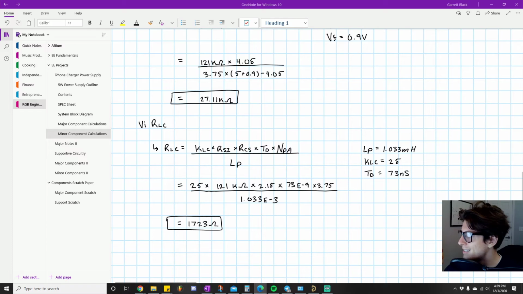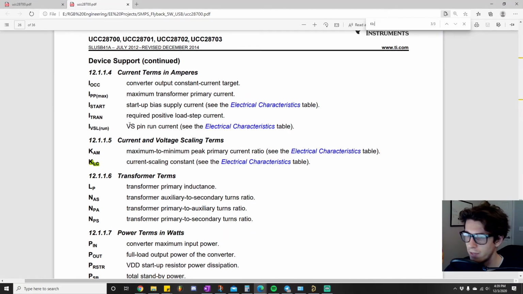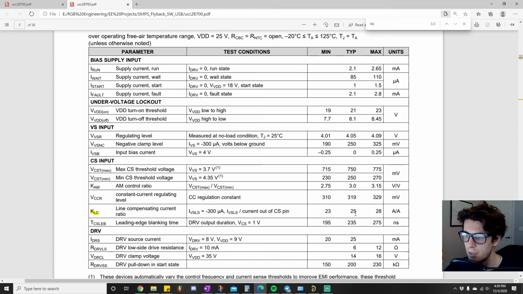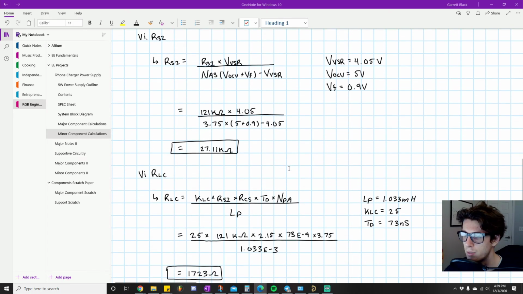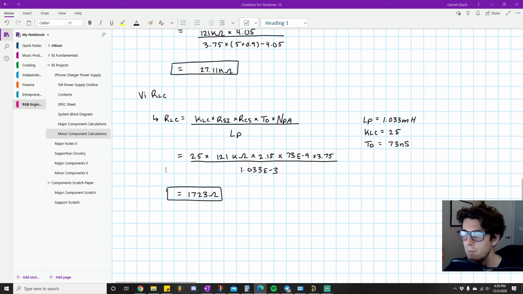Then for K sub LC, K sub LC is the current scaling constant right here. It says refer to the electrical characteristics table, so I just picked the number in the middle, which was 25. That should give us pretty much all the values we need. I forgot to list NPA, but we already listed it up here as 3.75. Whenever you plug in all these values, you get 1,723 ohms. So try to shop for something a little bit close to this. It doesn't have to be exact, but something right around this.